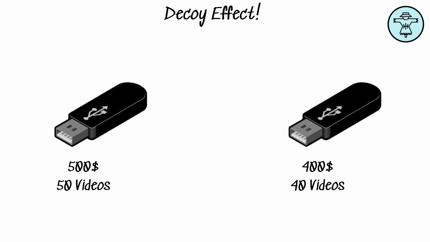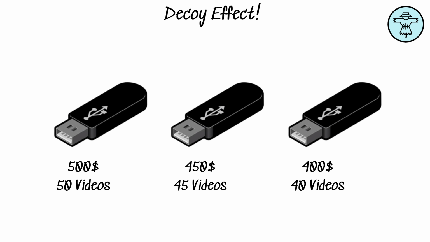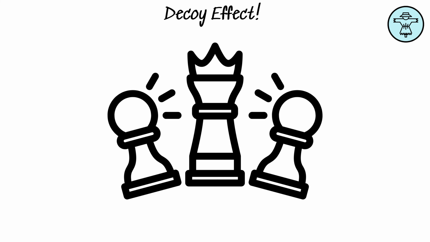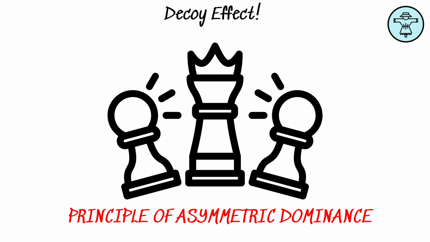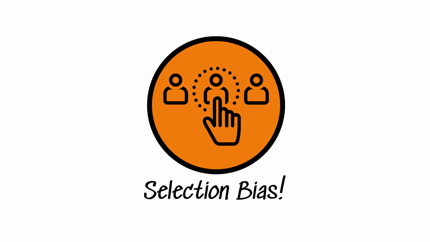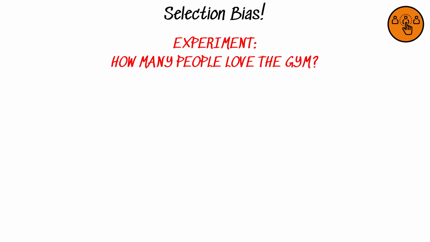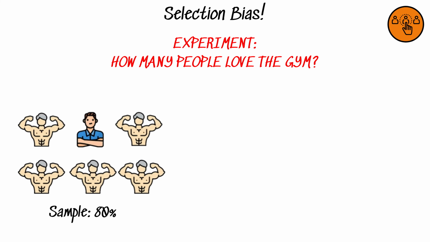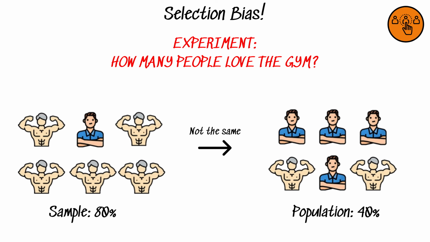Decoy effect, a marketing phenomenon that occurs when the introduction of a third option influences the preference between two options, leveraging the principle of asymmetric dominance. Selection bias. This bias occurs when individuals, groups, or data are chosen for analysis without proper randomization, resulting in a sample that does not accurately represent the intended population.